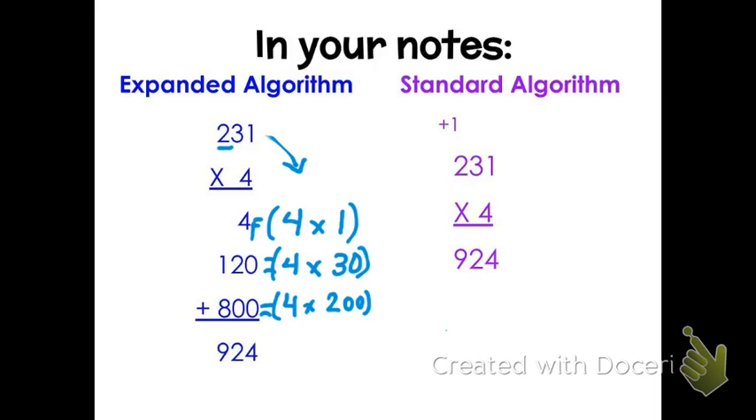Standard algorithm is when we will multiply and make sure that we regrouped our numbers. So we started with 4 times 1, gave me 4. Then I go 4 times 3, gives me 12. So write down the 2, I carry the 1. Then I do 4 times 2, which is 8, plus whatever number I've carried gives me 9. So your answers are both the same. So using both standard and expanded, we get the same answers.